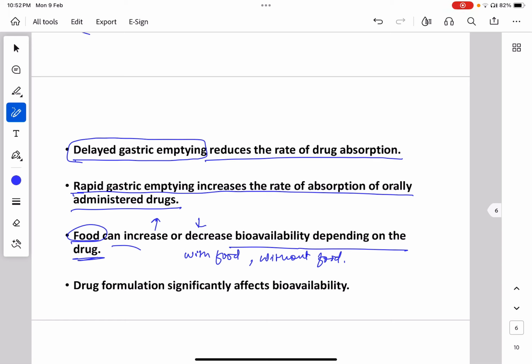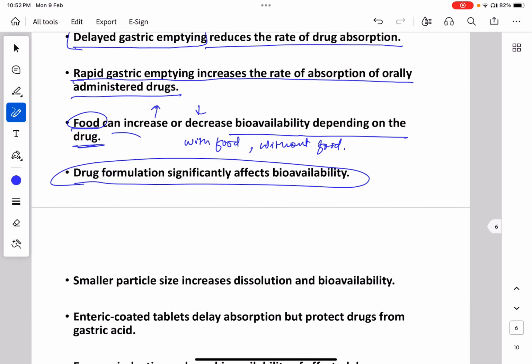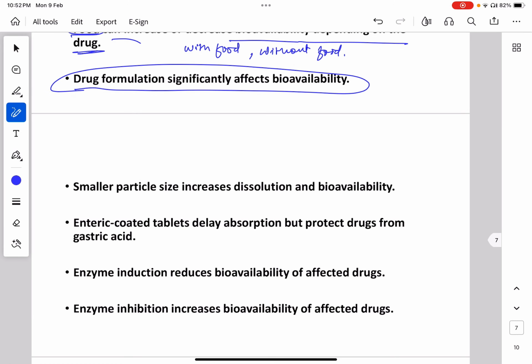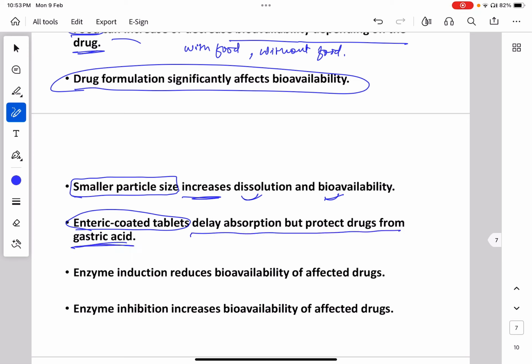Drug formulation significantly affects the bioavailability. Smaller particle size increases dissolution and bioavailability. So if the particle size of a particular drug is small, it increases dissolution as well as bioavailability of that drug. Enteric-coated tablets, which are very common nowadays, delay absorption but protect the drug from gastric acid. So the absorption is delayed, but the overall effect is good because it protects the drug from gastric acid.